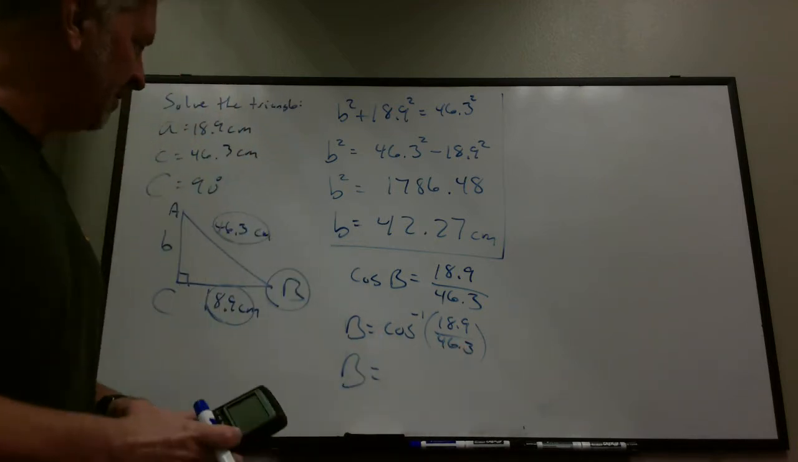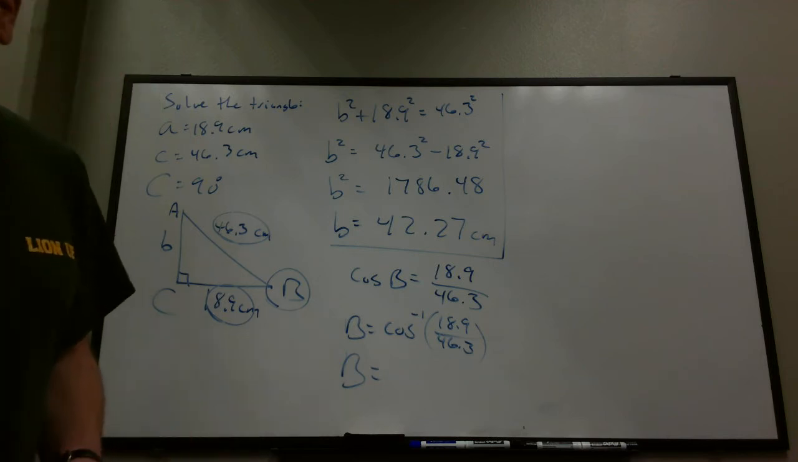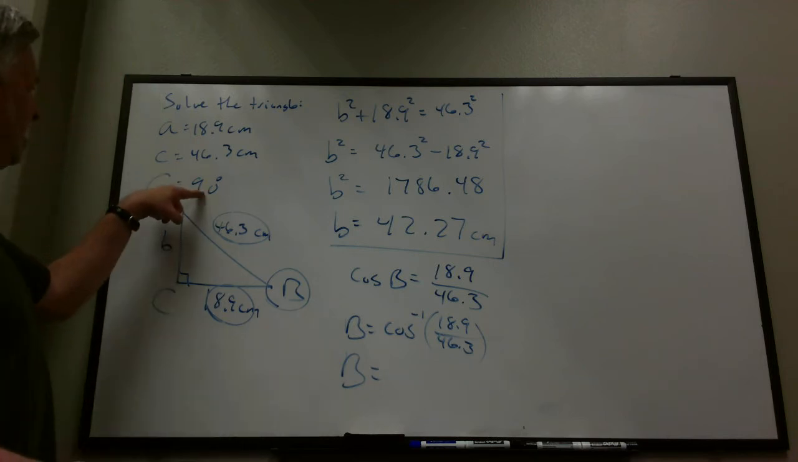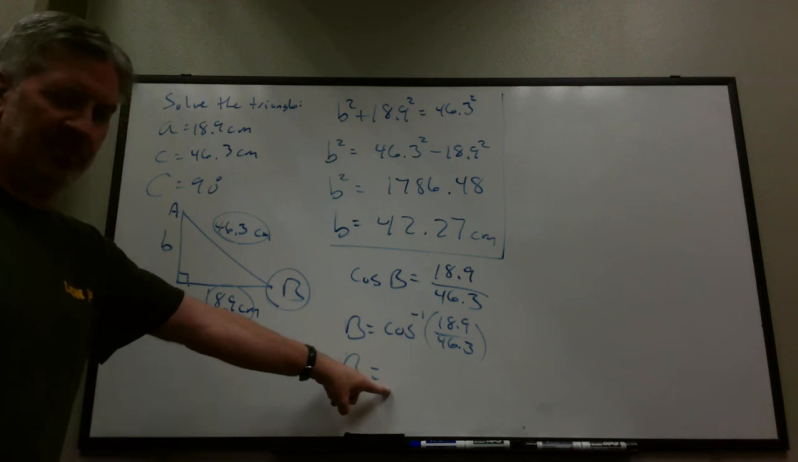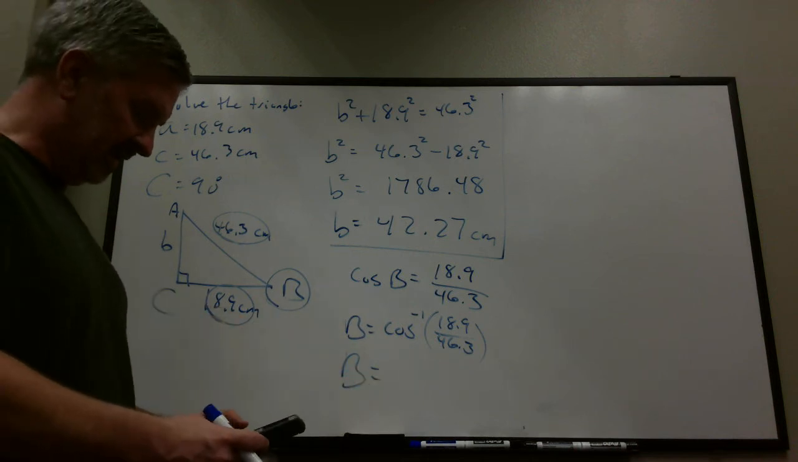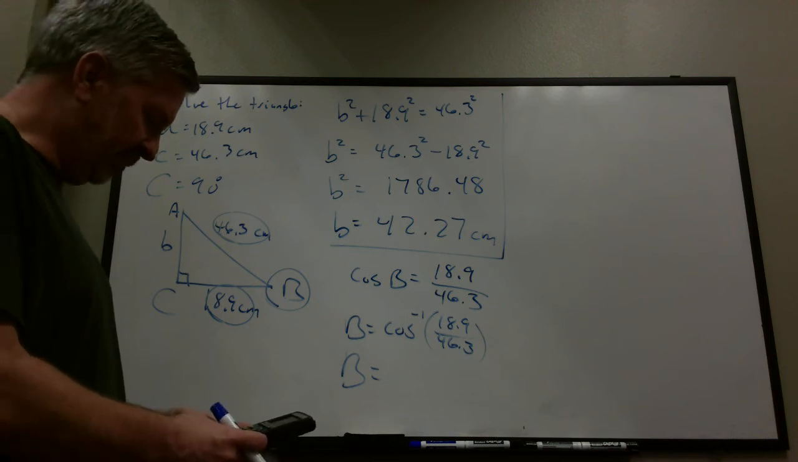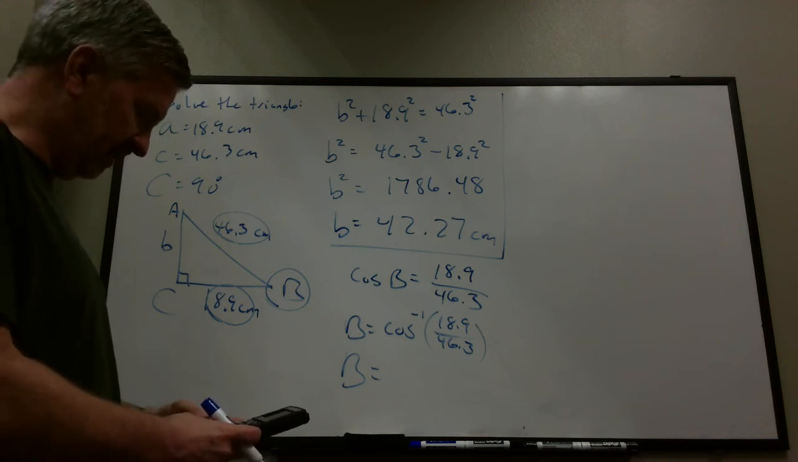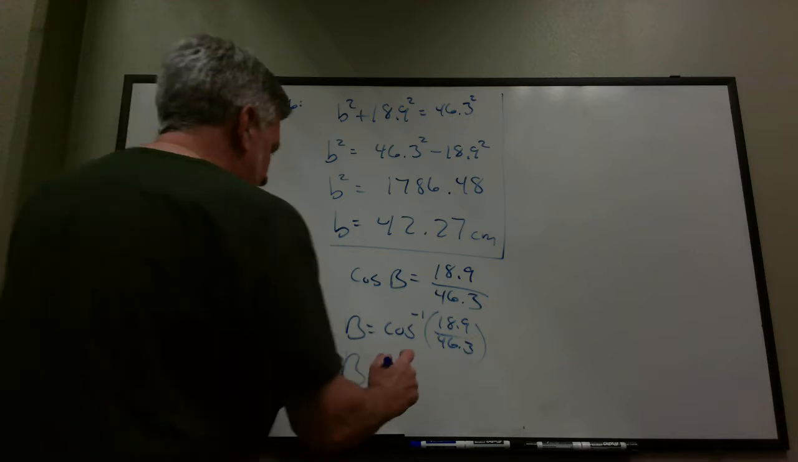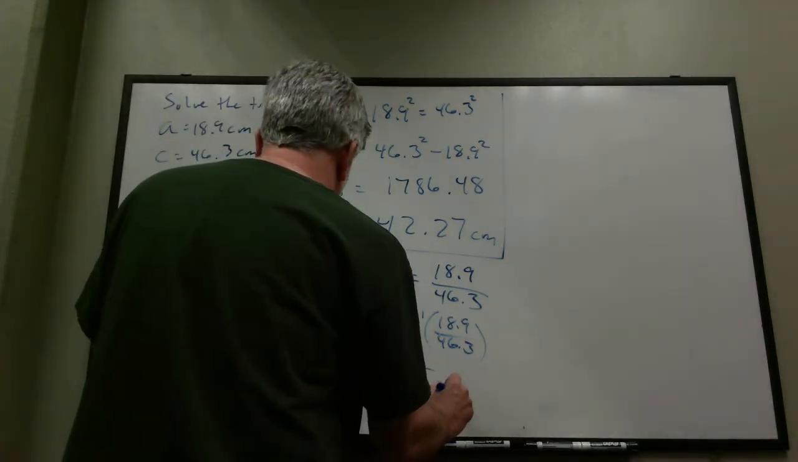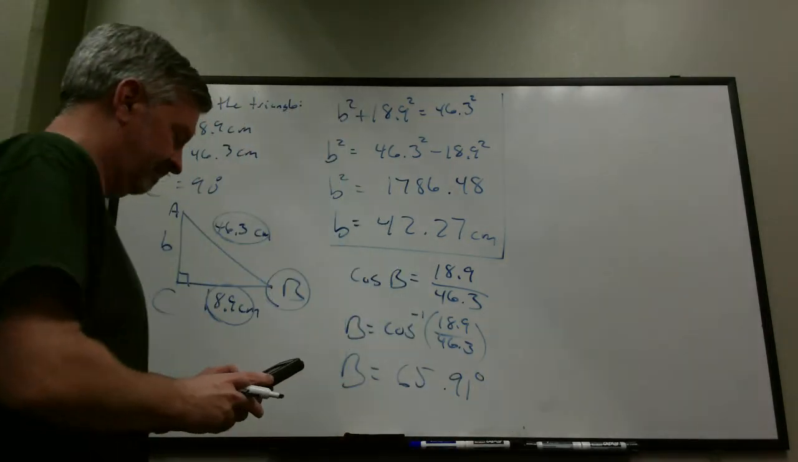So if I'm in degree mode, I'm just going to do this in degrees. It didn't say, oh, since C was given in degrees, we should be consistent and give B in degrees. I am in degree mode. So cosine inverse of 18.9 divided by 46.3 is about 65.91 degrees.